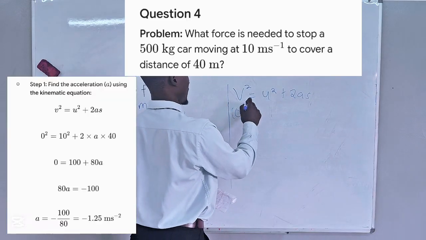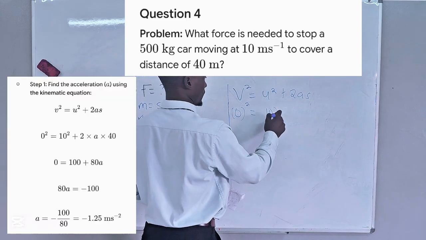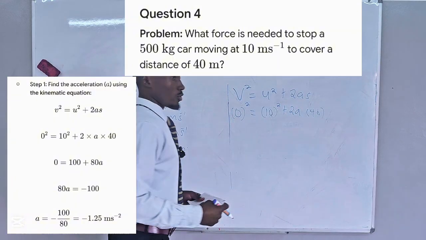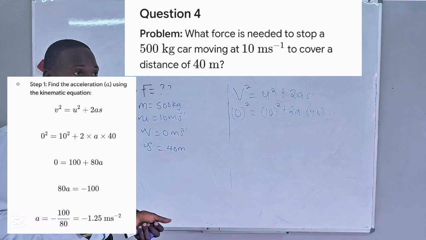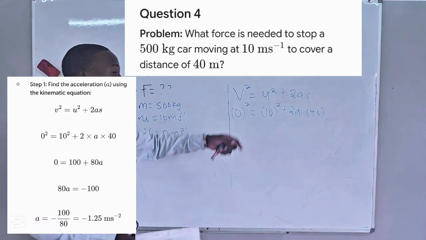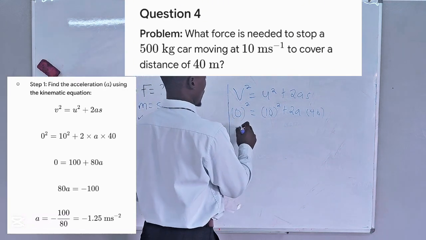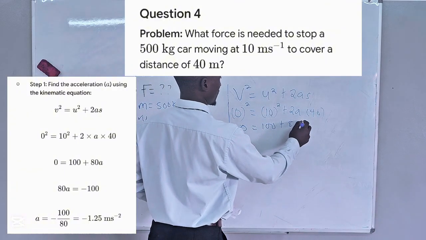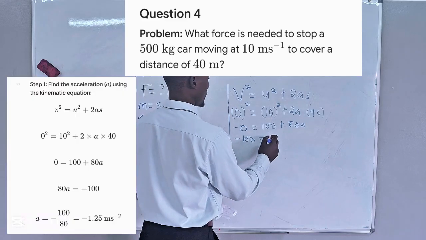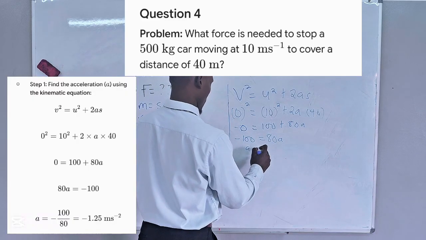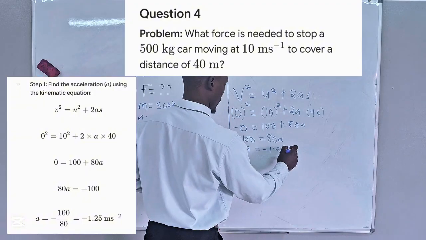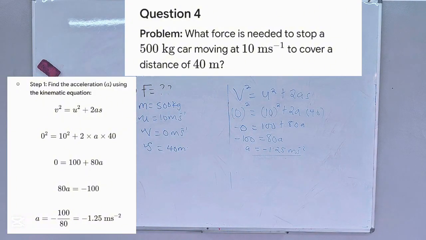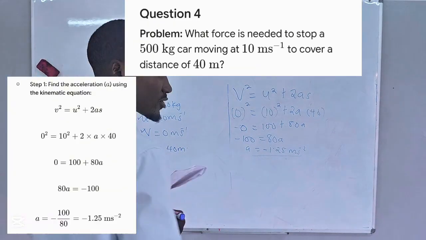This is 0 squared is equal to u squared, 10 squared plus 2as. We couldn't use the first equation because we don't have the time. We couldn't use the second equation because we don't have v. So this becomes 0 is equal to 100 plus 80a. Negative 100 is equal to 80a. a is equal to negative 1.25 meters per second. So we already have the acceleration.